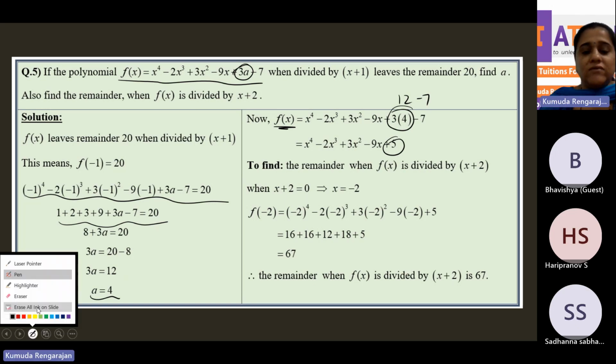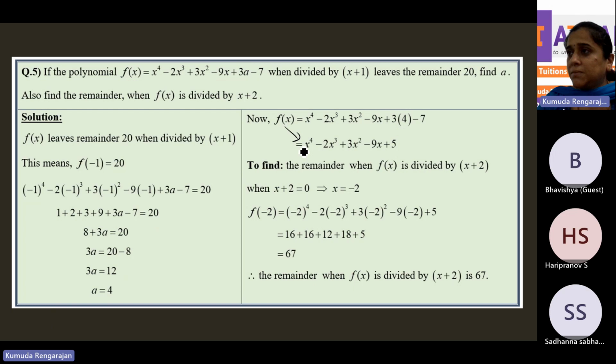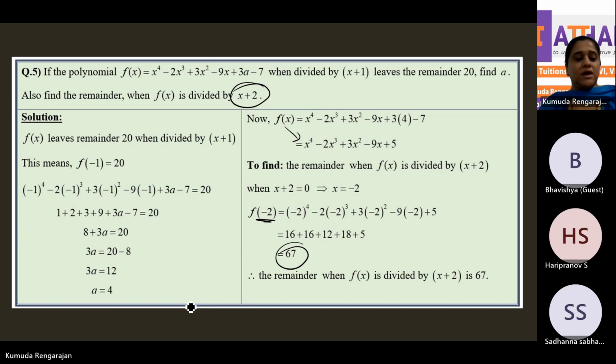All right. So now we have actually constructed f of x. Now find the remainder when it's divided by x plus 2. So x plus 2 is equal to 0, x is equal to -2. We should find f of -2. And the remainder is 67. Work this, children.